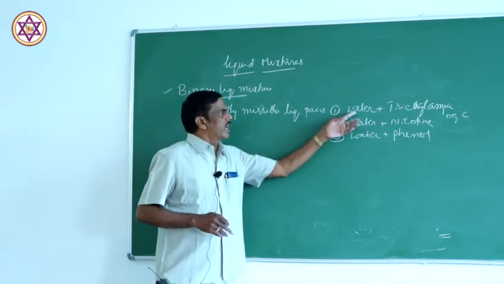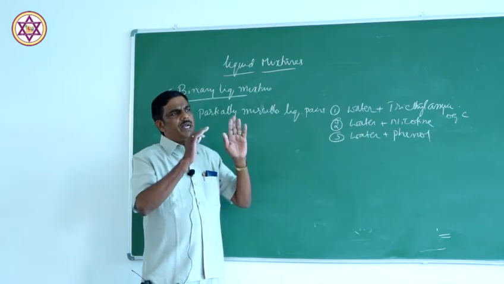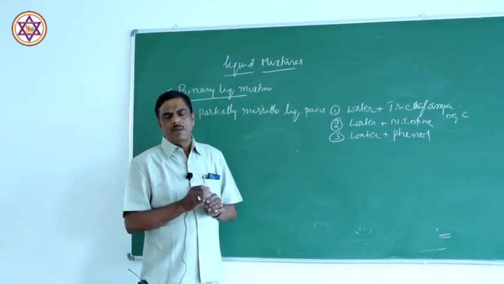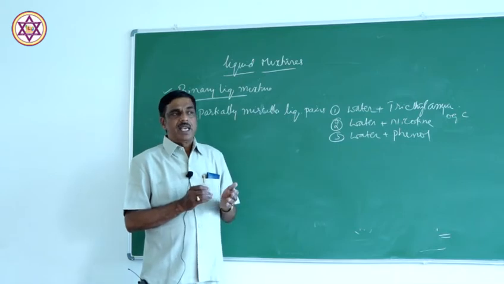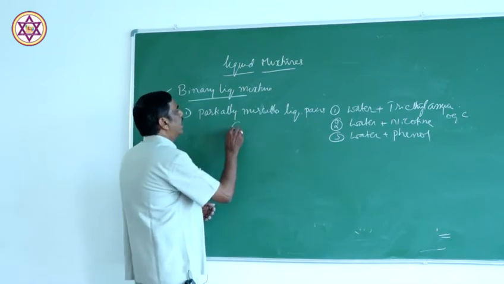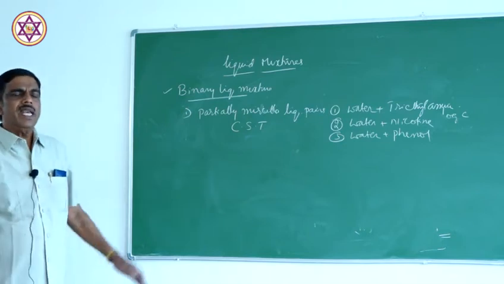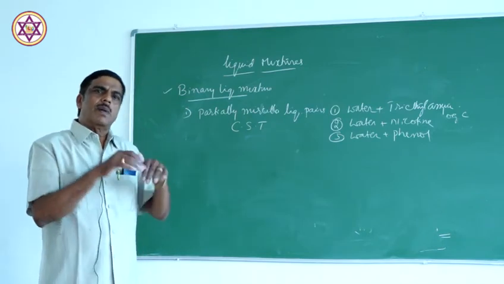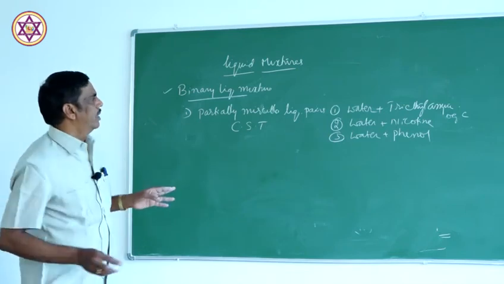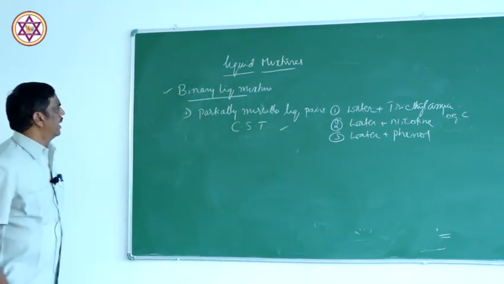In this type, if you take any mixture and go on heating, at a particular temperature these partially miscible liquid pairs are completely miscible above that temperature. That temperature at which a partially miscible liquid pair becomes completely miscible is called the critical solution temperature. Critical solution temperature is the temperature above which a partially miscible liquid pair is completely miscible. So we have to study this critical solution temperature in detail.